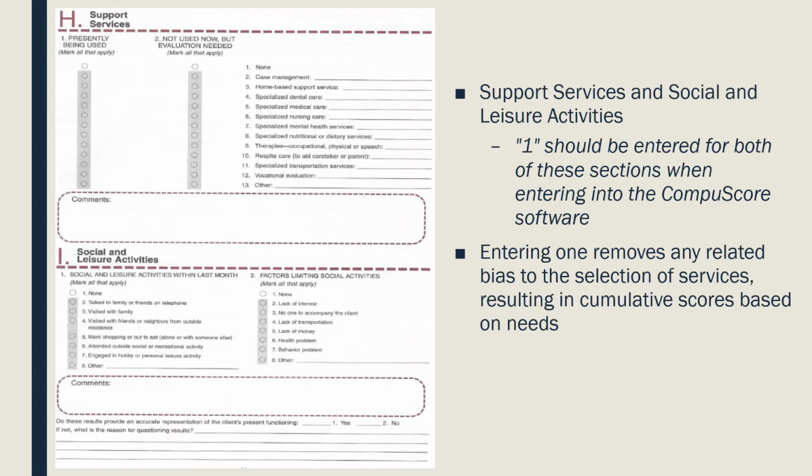As stated on the previous slide, in order to remove any related bias in the selection of services, these sections will not be completed during administration. When the support coordinator goes to enter in the scores on the CompuScore, a 1 should be entered for these sections.